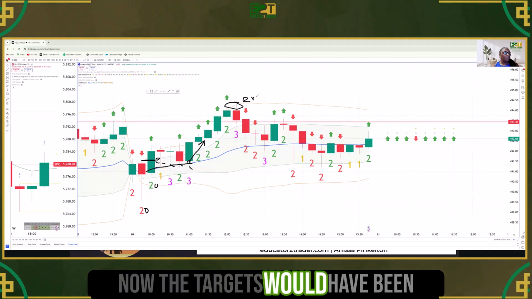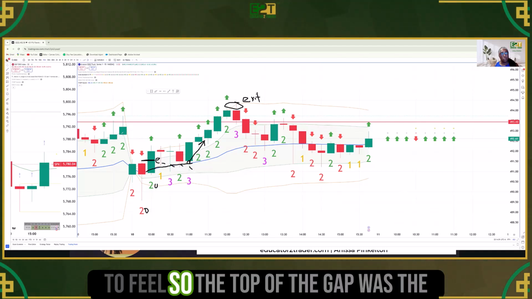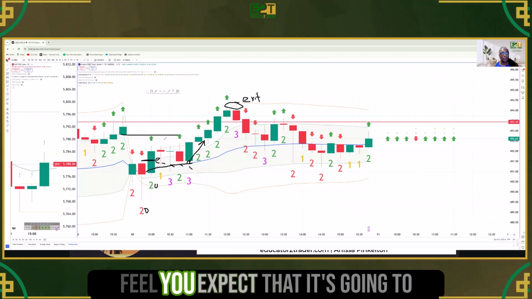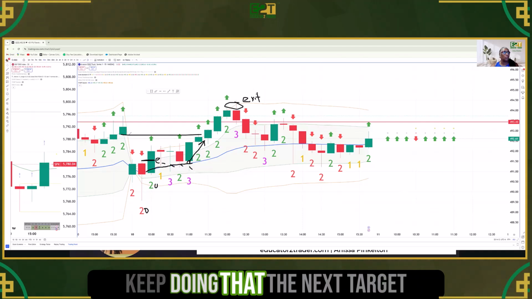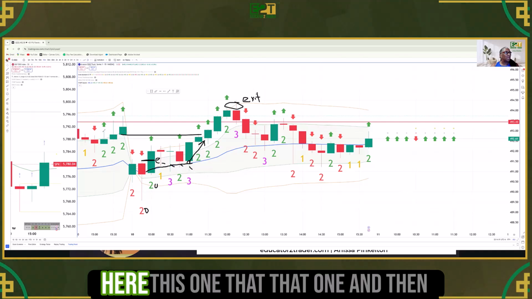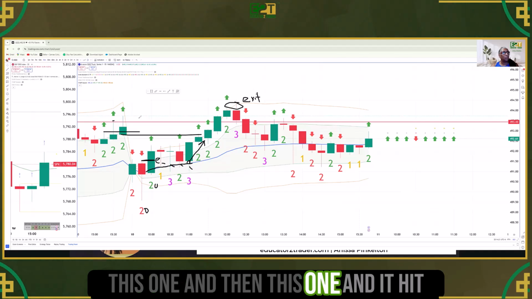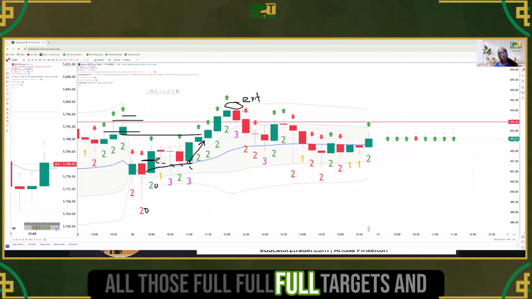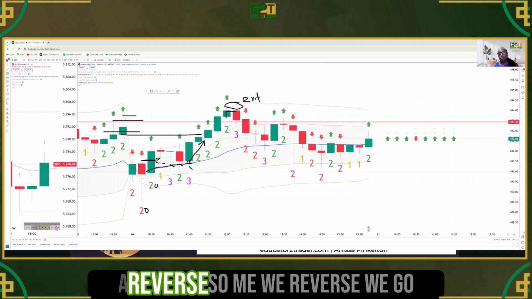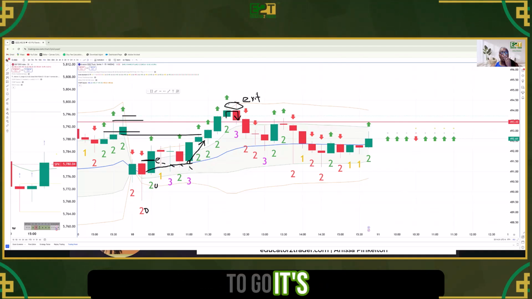Now, the targets would have been previous candles, but there was a gap to fill. So the top of the gap was the first fill, because the gap is going to fill. You expect that it's going to keep doing that. The next target after that became this one, that one, and then this one, and this one. And it hit all those targets. Then we got a 2-3 reversal. Once you got a reversal, it means we're going the other way. So that means it's time to go.